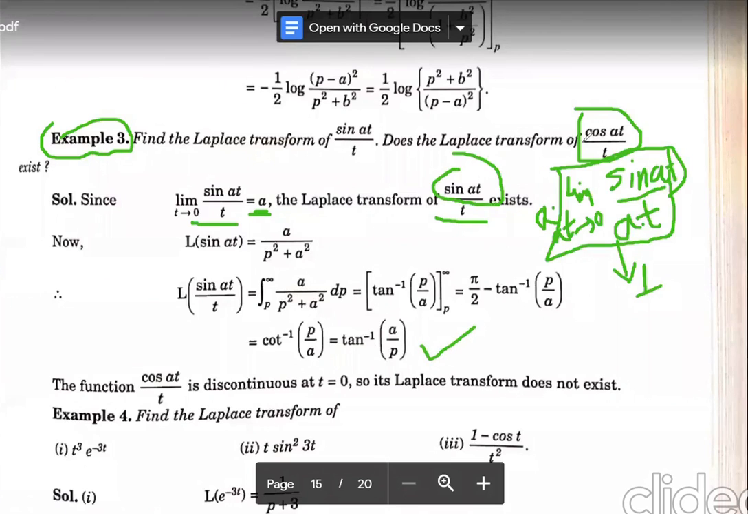But the Laplace transform of cos of at by t does not exist, because the limit as t tends to 0 of cos at by t does not exist. That means the given function is discontinuous at t equal to 0.